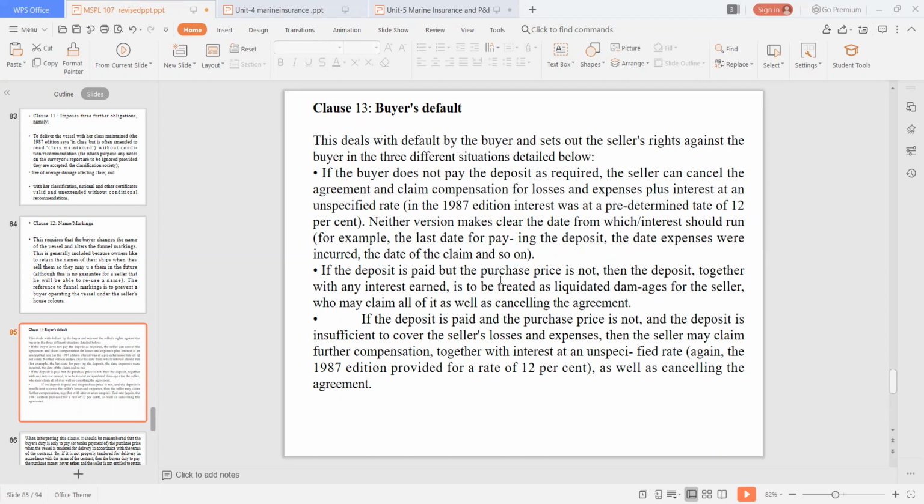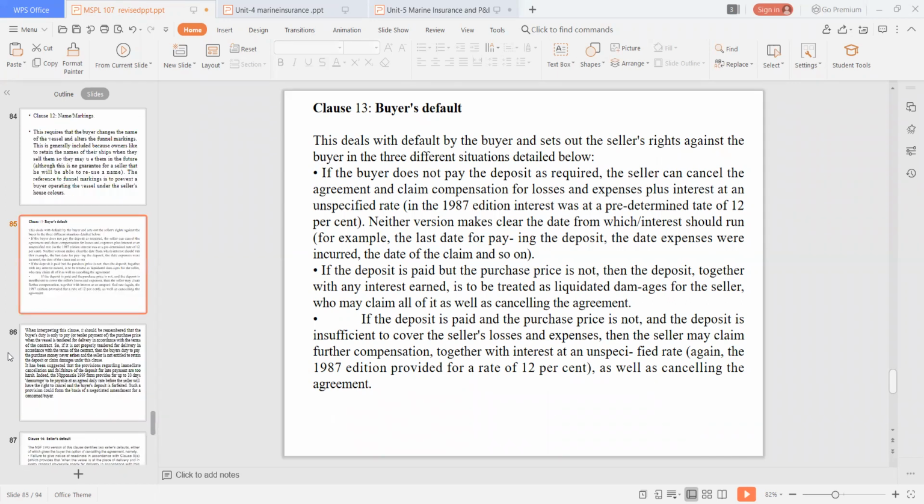Second, if the deposit is paid, but the purchase price is not, then the deposit together with any interest earned is treated as liquidated damages for the seller, who may claim all of it as well as cancelling the agreement. Third one, if the deposit is paid and the purchase price is not, and the deposit is insufficient to cover the seller's loss and expenses, then the seller may claim further compensation together with interest at an unspecified rate. Again, the 1987 edition provides for the rate of 12%, as well as cancelling the agreement. So when buyer's default happens, the seller will claim under these 3 different situations, right?